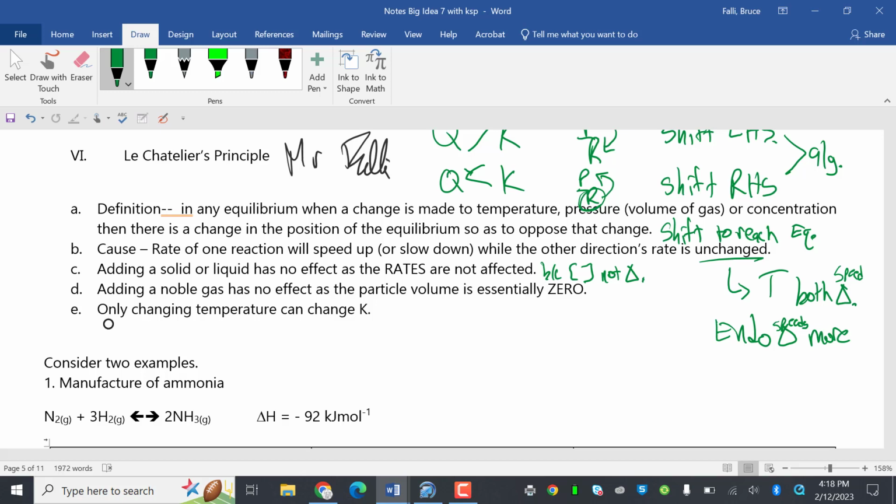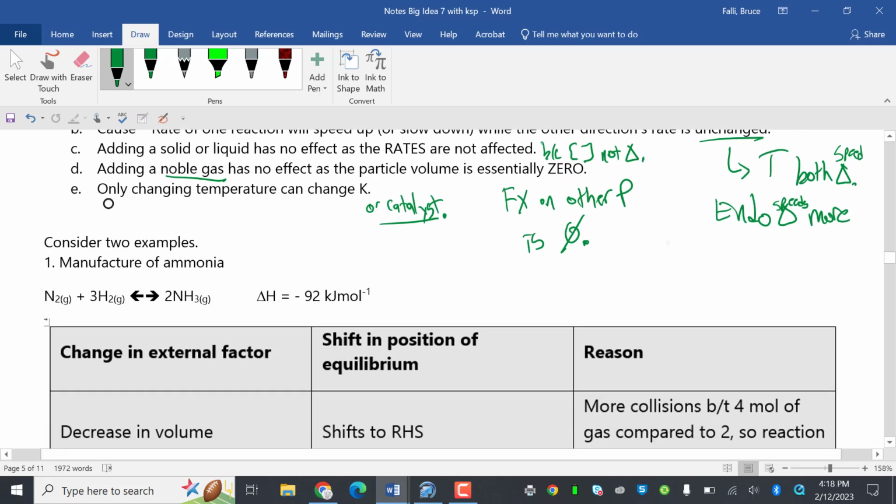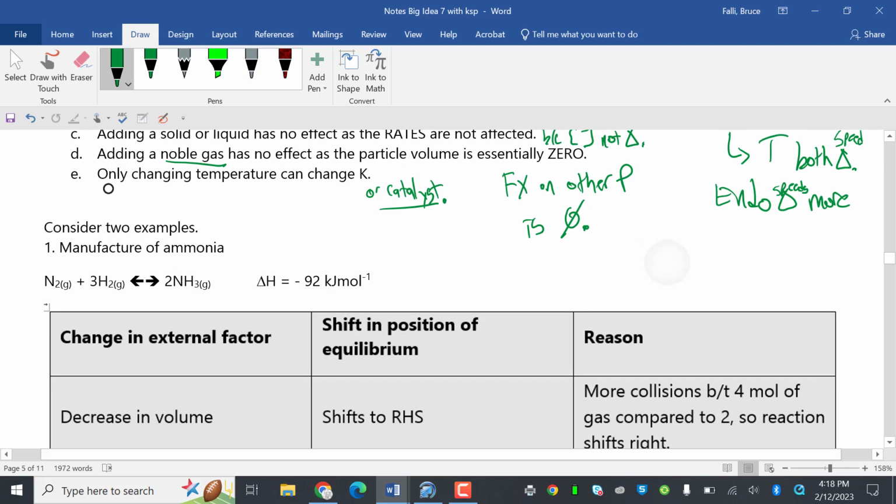Adding a noble gas has no effect as the particle volume is essentially zero, and the effects on other pressures is zero. It does change the pressure of that noble gas, but we don't care. It's not doing anything. Only changing temperature can change K or a catalyst. I got burned on that one before. But a catalyst, which you almost never see, but only changing temperature can change K as far as these things go. All right, so you change the reaction to do that too.